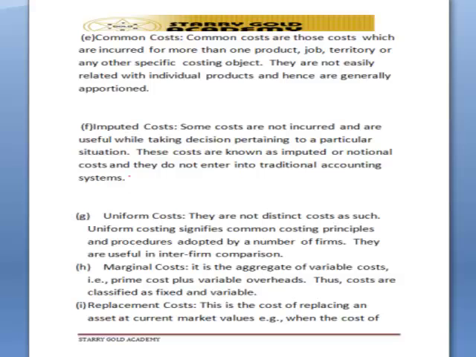The next one is what we call a common cost. Common costs are those costs which are incurred for more than one product, job, territory, or any other specific cost object or costing object. They are not easily related with an individual product, and hence are generally apportioned.